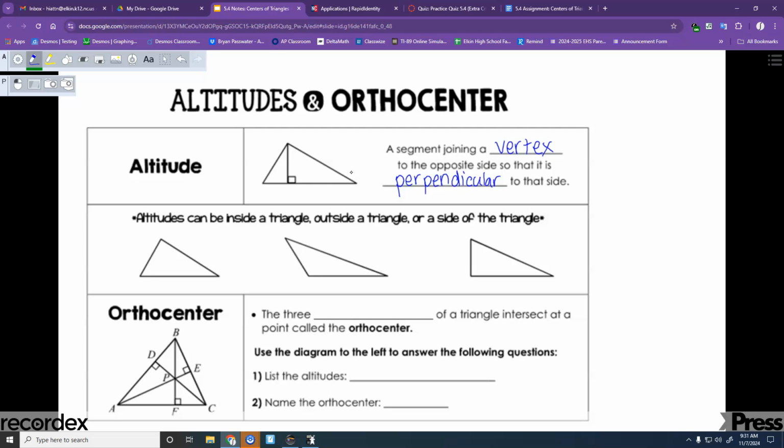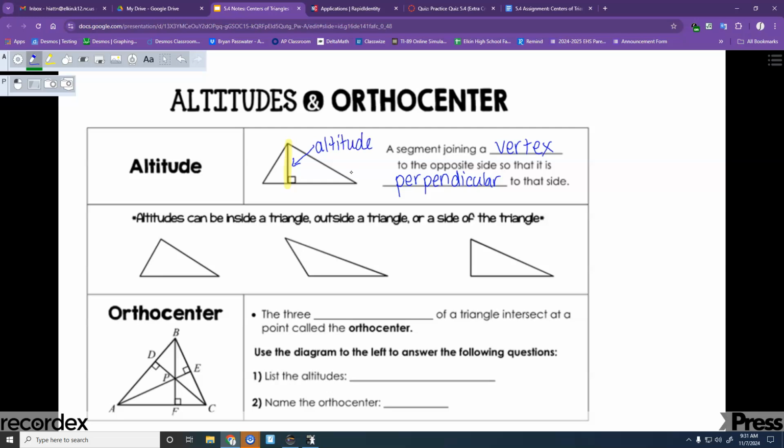Altitudes can be inside or outside of a triangle. So this right here is your altitude. It's how tall that triangle is. I used the word altitude when we were doing volume formulas because I didn't want to use height. So it's sometimes used in place of height. So that is your altitude.